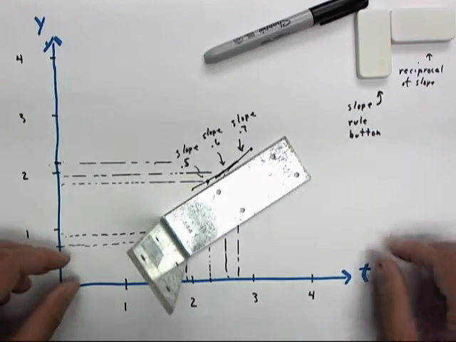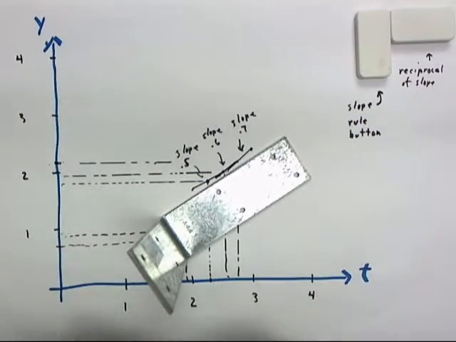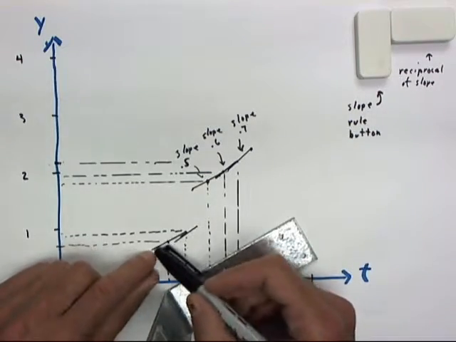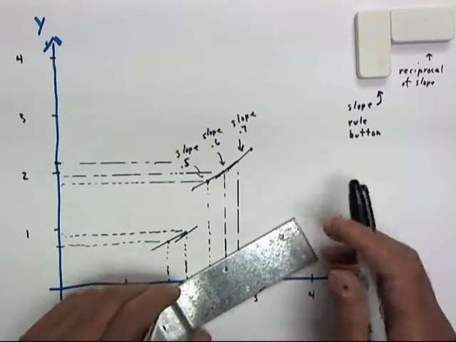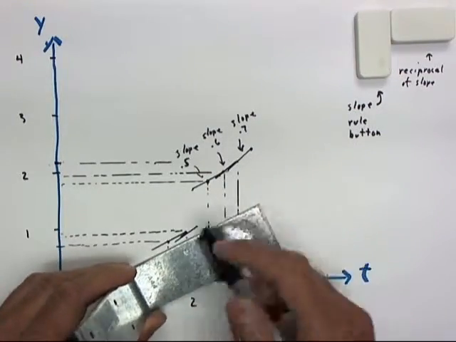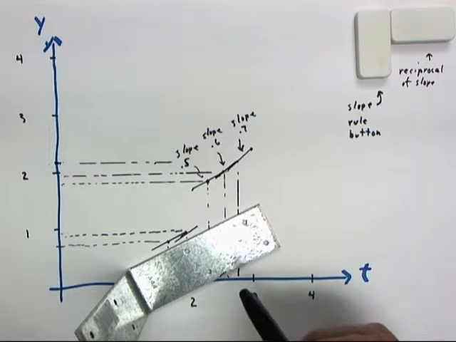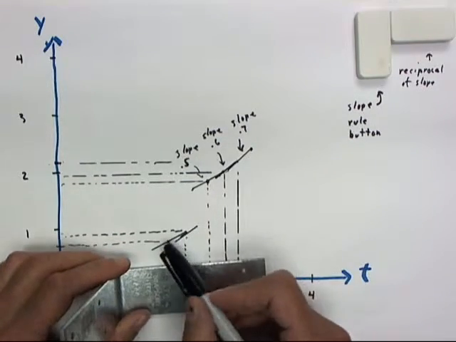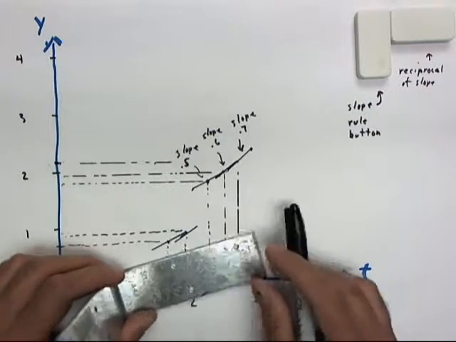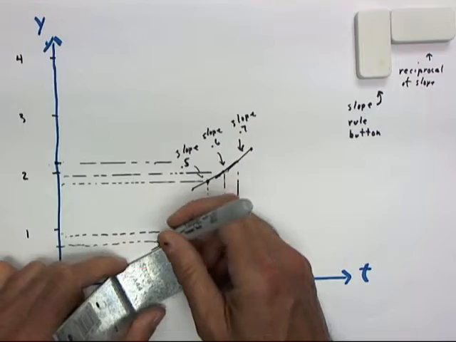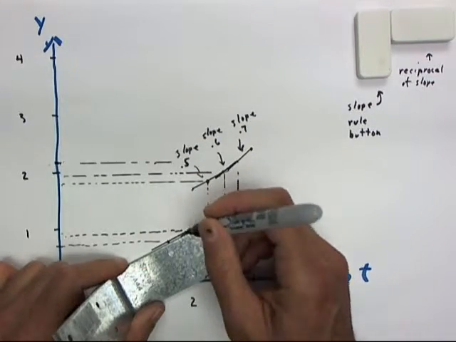There's something that should have bothered you about what we just did, and that is if we look at this segment here. It's clear that for this curve the slope appears to be increasing. However, when we draw this segment, we're drawing a straight line. This straight line segment has a slope that doesn't change.